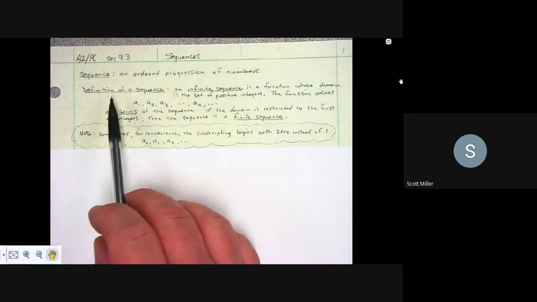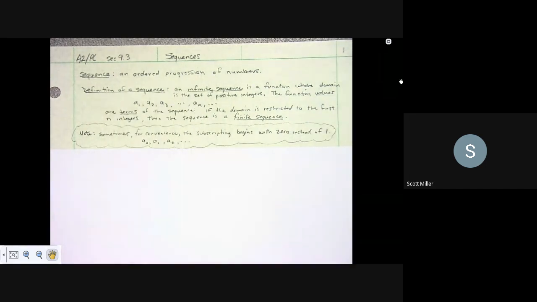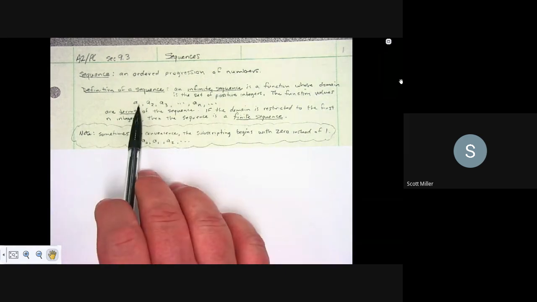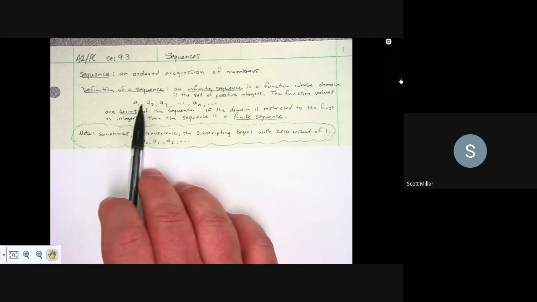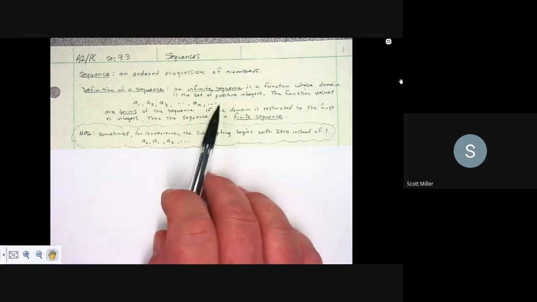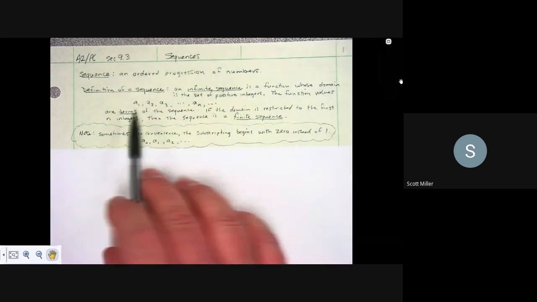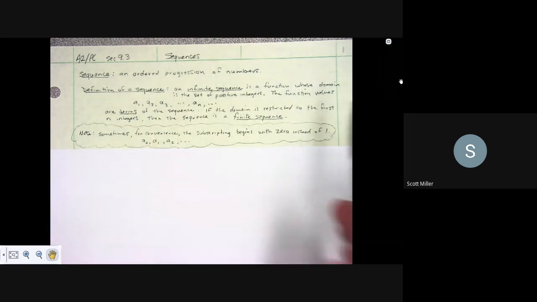So, definition of a sequence. An infinite sequence is a function whose domain is the set of positive integers. The function values are designated this way, and each of these is a term: A sub 1, A sub 2, A sub 3. This is so you can distinguish between each term, and it's in order. It's an ordered progression. Each item in the sequence is a term.